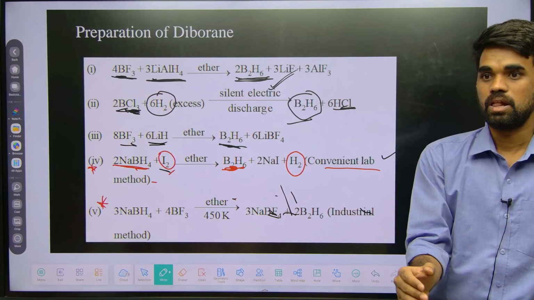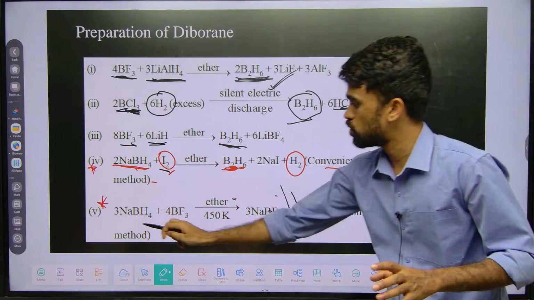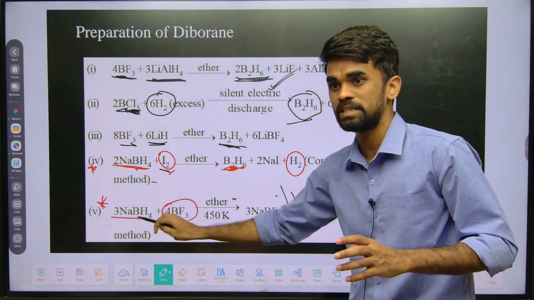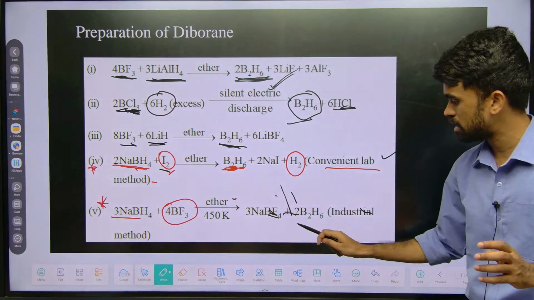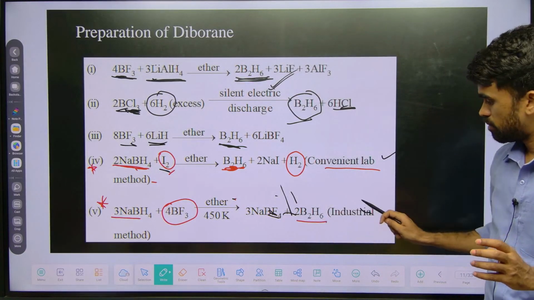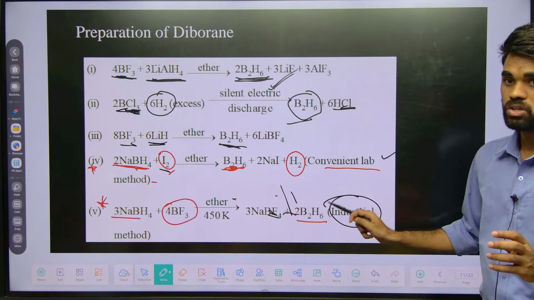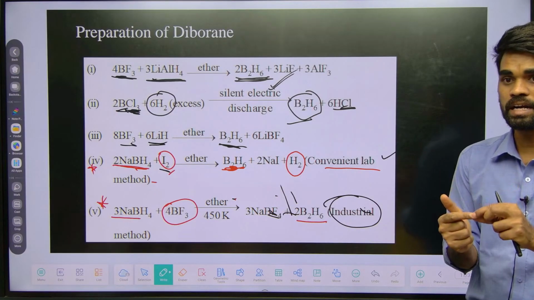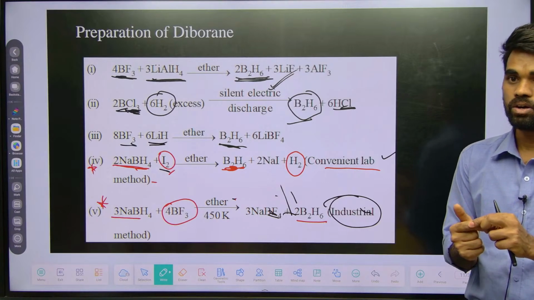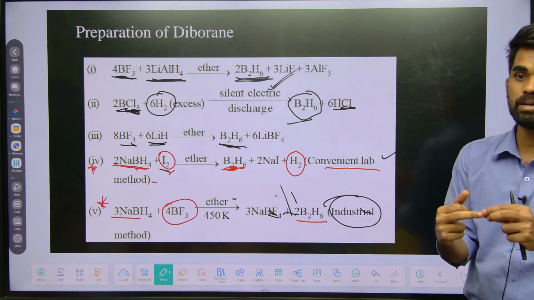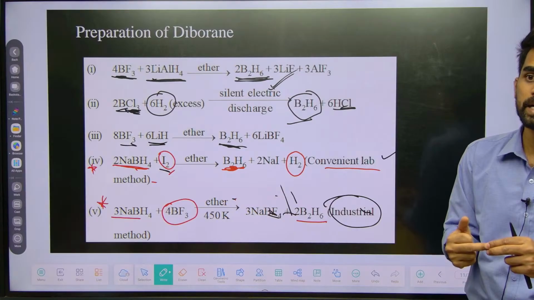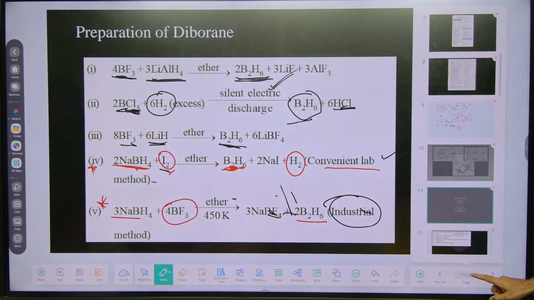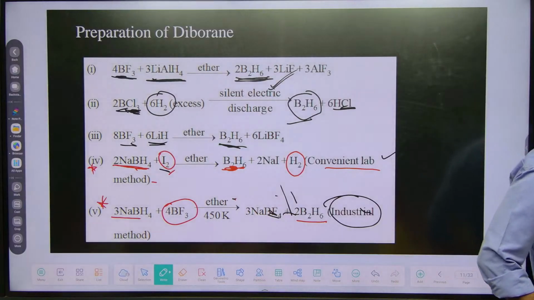Now, sodium borohydride with BF3, here you will get the same B2H6. Where is it used? Industrial. So in the industrial method, sodium borohydride with BF3 is used, and in the laboratory method, sodium borohydride with iodine. Okay, next. Write these 5 reactions.